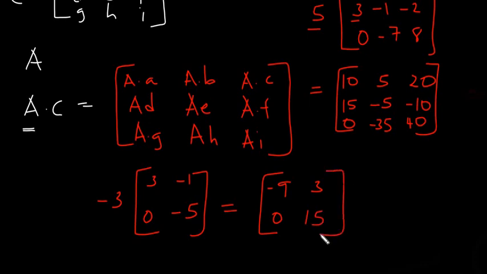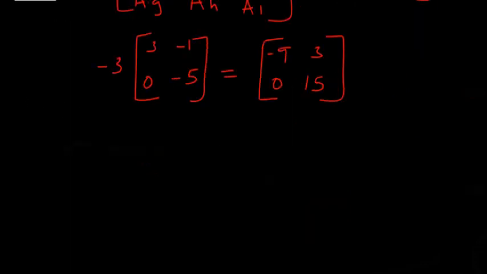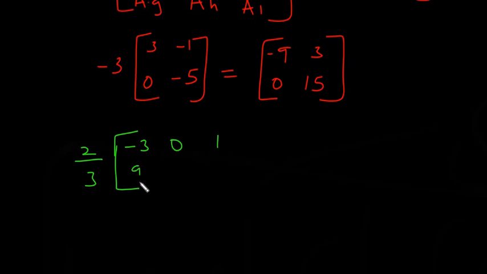What about if the scalar is a fraction? Let's look at that. So let's say we have a scalar of 2/3. Let's say our scalar this time round is 2/3, and then we're going to multiply it by a matrix -3, 0, 1, 9, 7, -6.